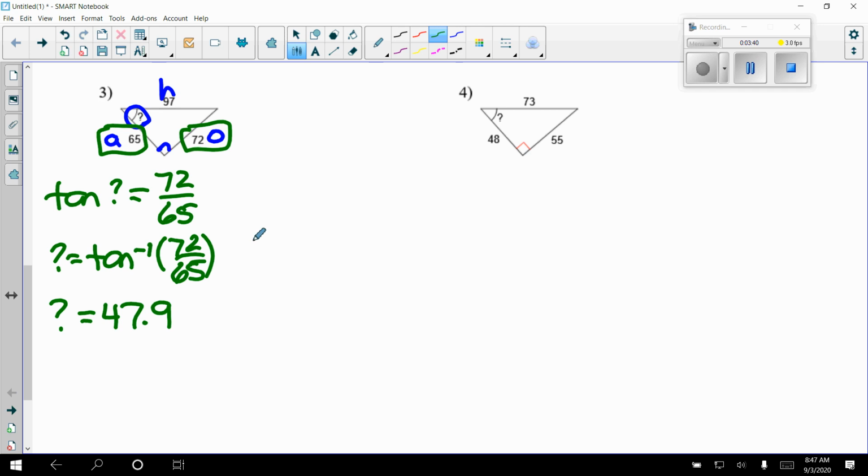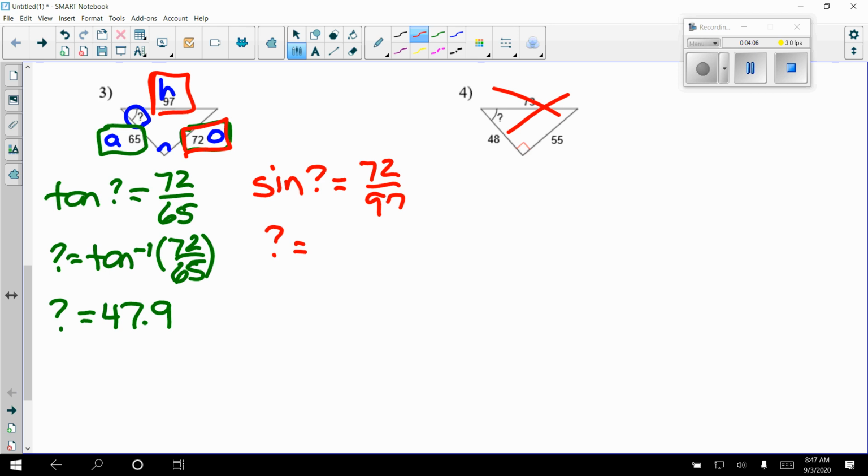Okay, so I just chose two. Now what I actually want to show you is, instead of doing problem number 4, I'm just going to cross that out. I want to do this a couple different ways. So now I'm going to use opposite and hypotenuse, and let's just see if we get the same thing. Opposite and hypotenuse would be sine. So I would say the sine of the angle equals opposite 72 over hypotenuse 97. So therefore the angle would be sine inverse of 72 over 97.